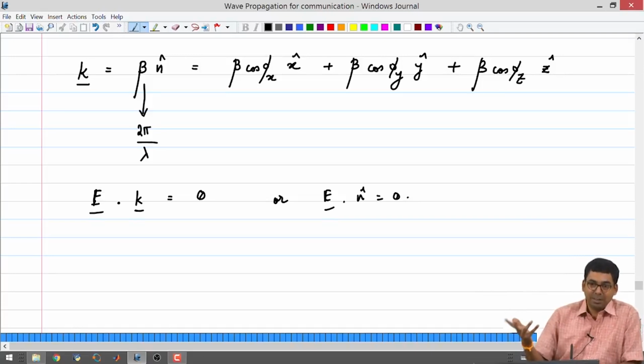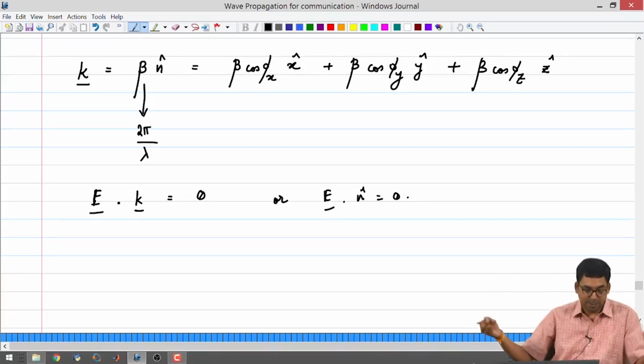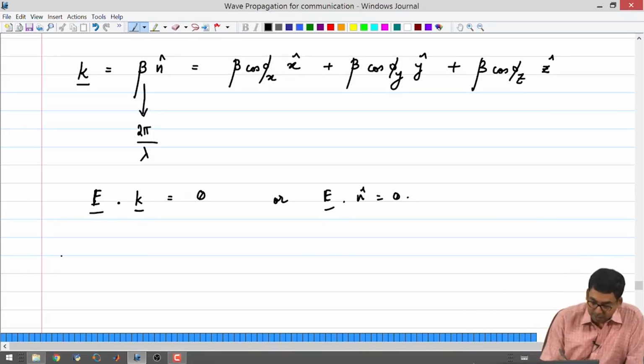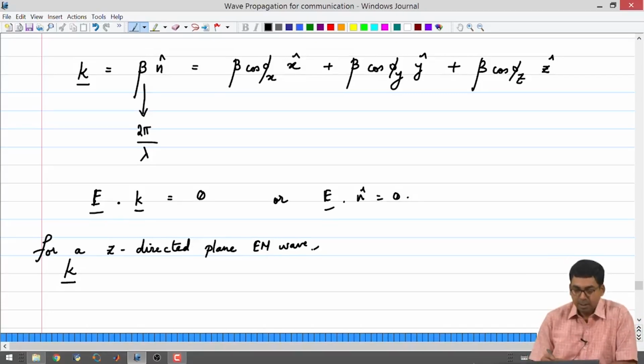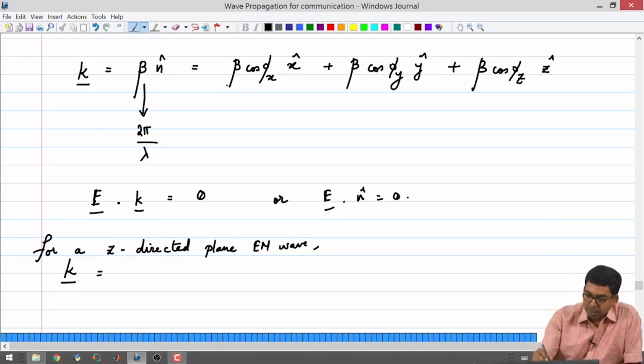This was our most go-to Cartesian coordinate system. Direction of travel is z. Suppose the direction of travel is z. One can ask, what is k? So, let us look at k. How do we write this? Let us look at the expression beta cos phi x x hat.